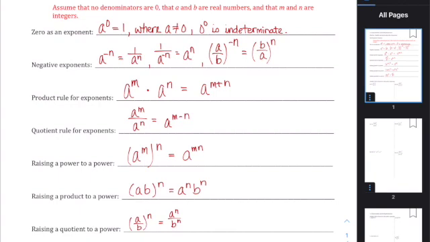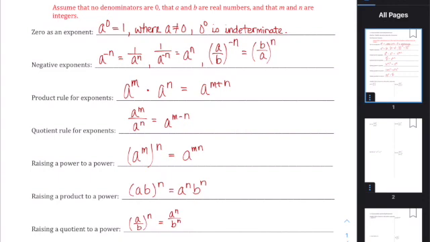Zero as an exponent: a to the 0 power is 1. Negative exponent: if you have a negative exponent, you flip top and bottom. The product rule for exponents: the base is the same, you add the exponents. The quotient rule for exponents is pretty much the one-to-one cancellation. Whoever has the bigger exponent, that's where you put the number.